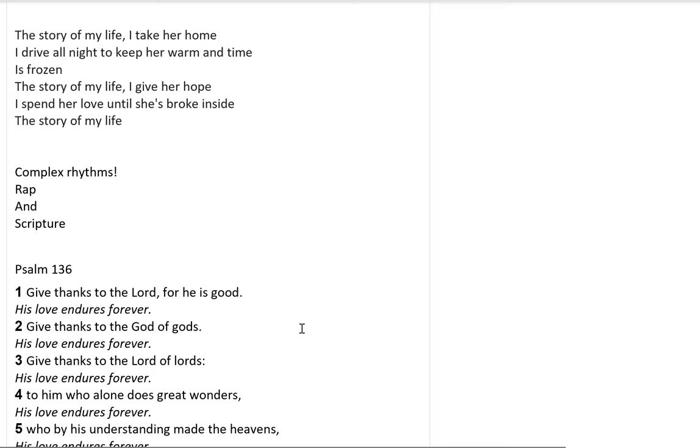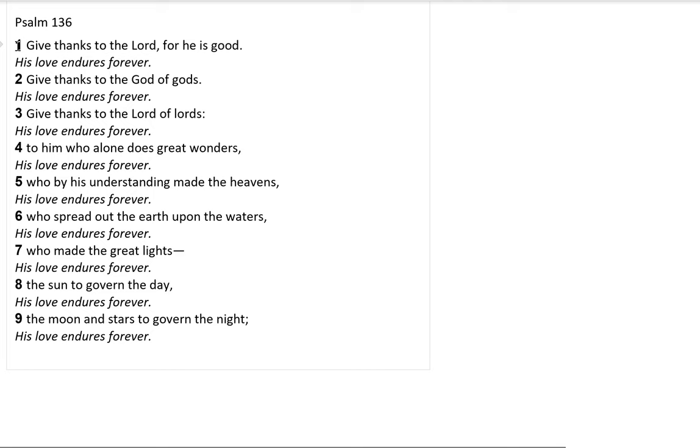Since a lot of scripture is poetry, I took an example from scripture. That might be something that you're familiar with. Here's from Psalm 136. I won't read all of this, but this is just an example. It says, "Give thanks to the Lord, for he is good. His love endures forever. Give thanks to the God of gods. His love endures forever. Give thanks to the Lord of lords. His love endures forever. To him who alone does great wonders, his love endures forever." So that's an example of repetition in poetry.